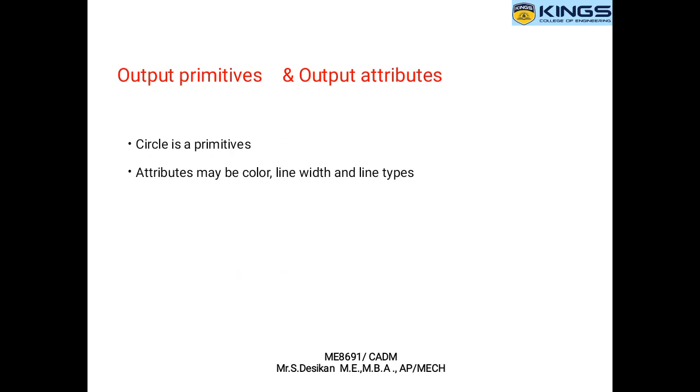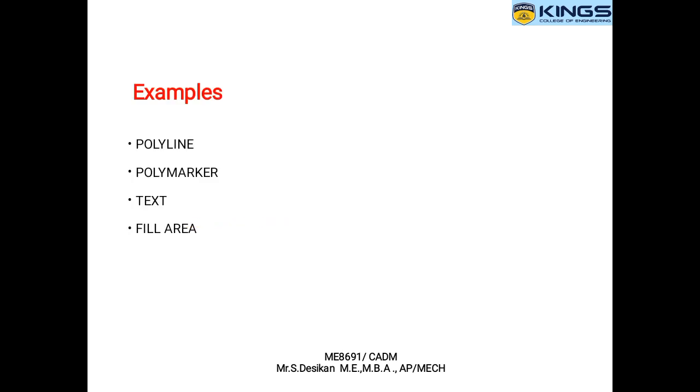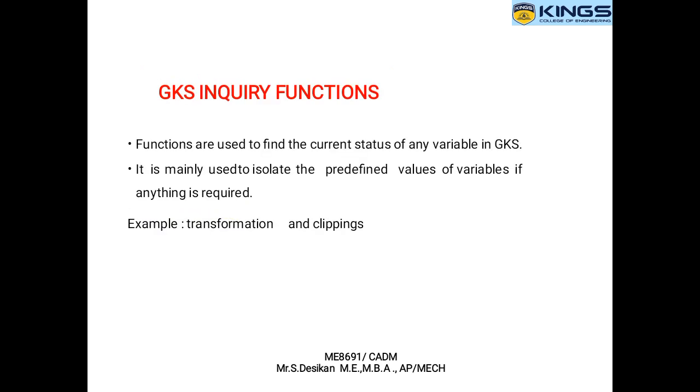So we have output primitive and output attribute. Already we discussed output primitive and output attribute. The attribute may be color, line width and line type, but primitives are circles. That means a primitive such as a circle can be available only once in the total output program. Next, in the GKS system, what are the examples we are using? First one is polyline, second is polymarker, third is text, and the fourth is fill area. The GKS inquiry function contains various types of functions that are used to find the current status of any variable in GKS, and it can be predefined. That means it can isolate some special variables, that is called transformation and clipping.